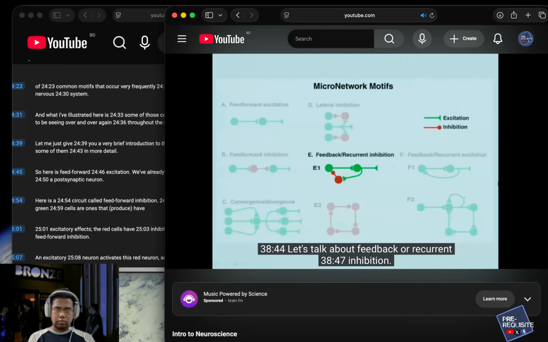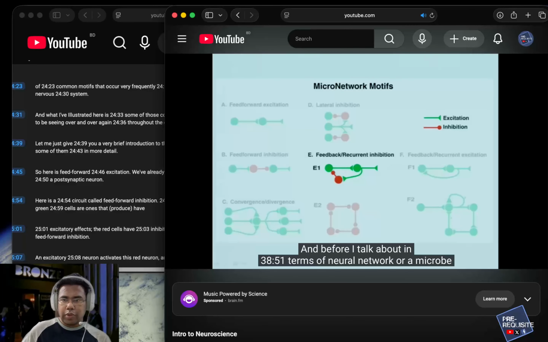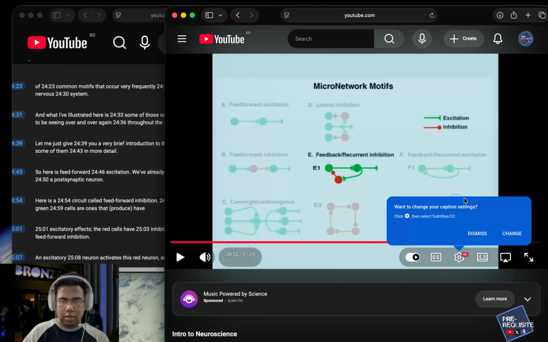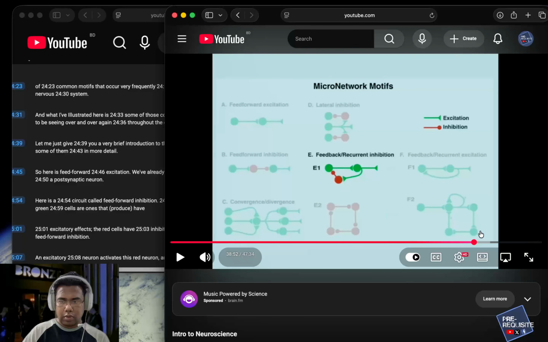Let's talk about feedback or recurrent inhibition. Before I talk about it, in terms of neural networks, which one did we study? Lateral inhibition. Convergence, divergence, lateral inhibition. I think this one, in my example, this one we just saw.